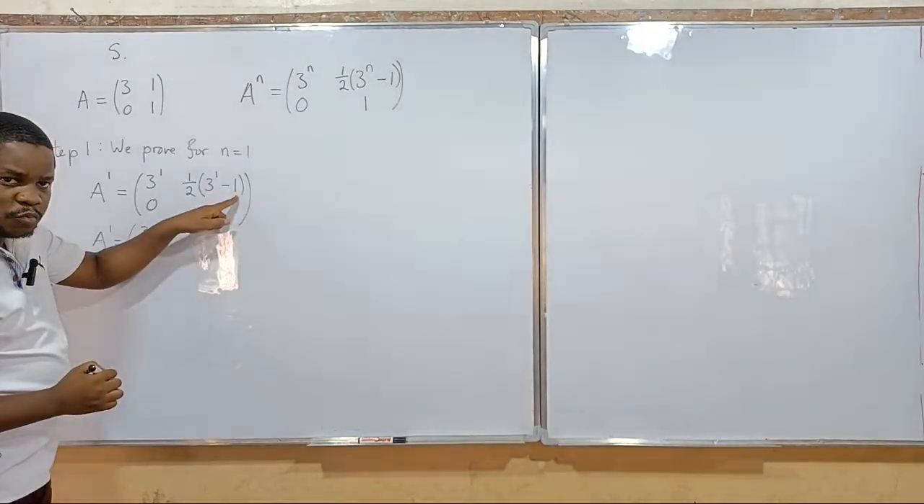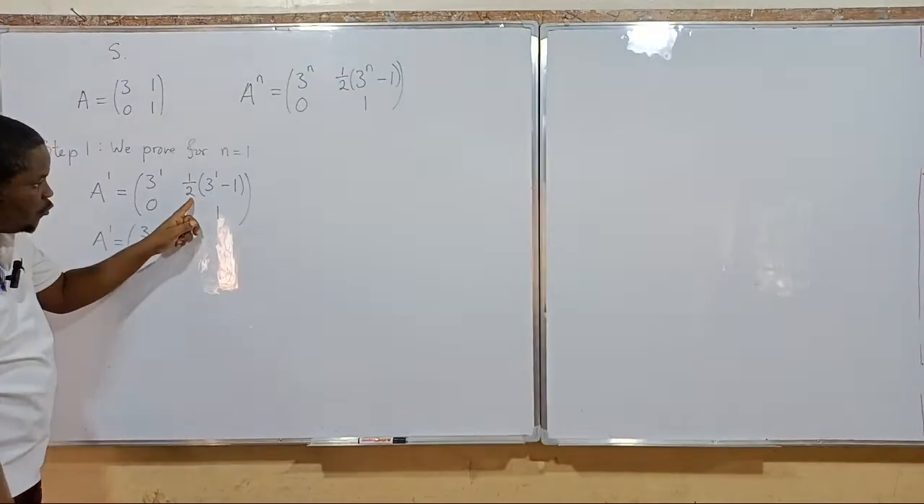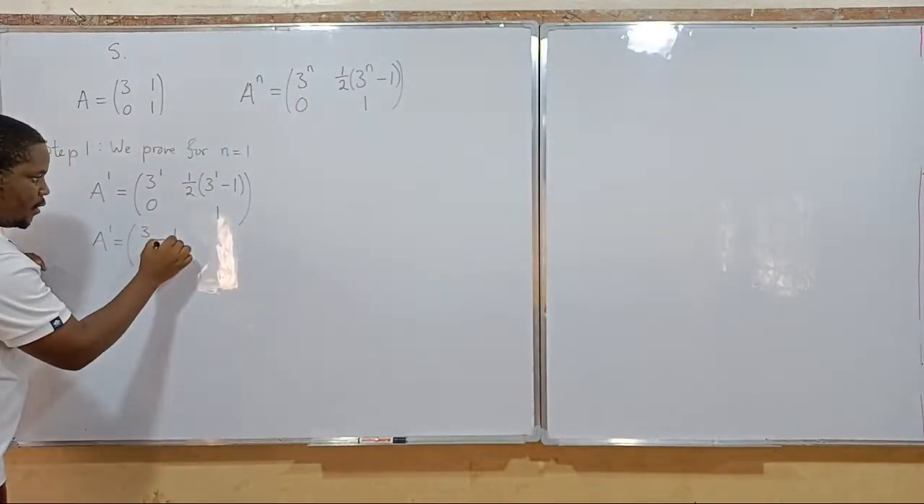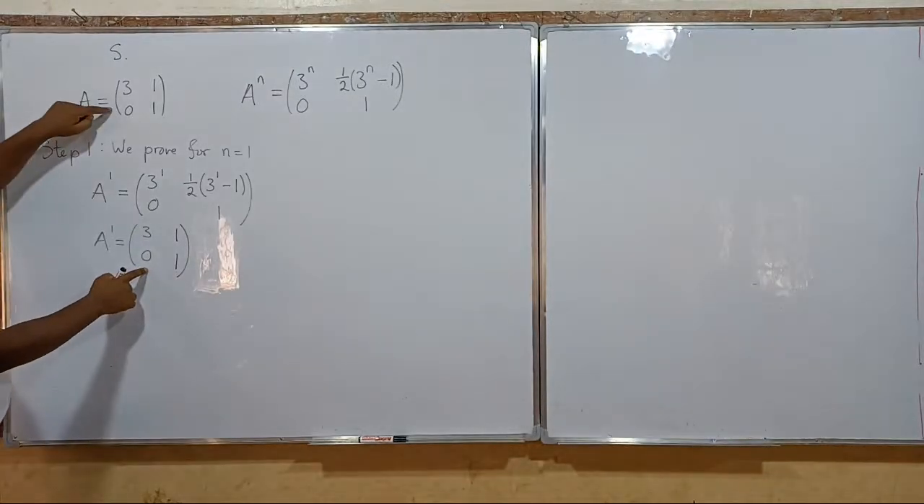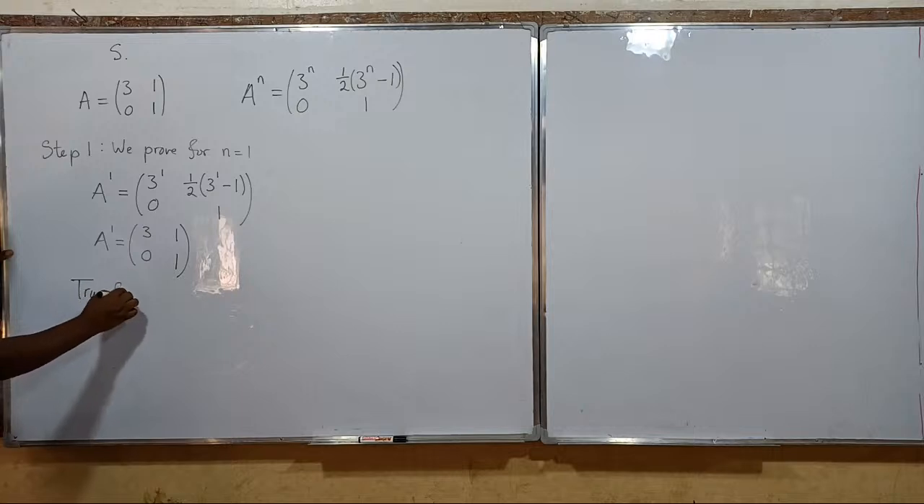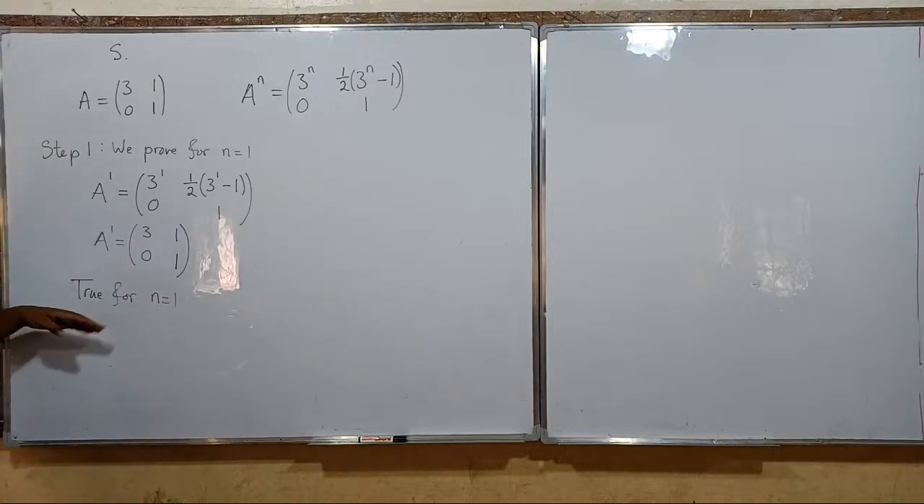3 minus 1 is 2. 2 times half is 1. Then here what we have, is this the same as this? So it is true for n is equal to 1. Remember, if it is not true at this stage, we conclude that it's not true by induction. So it is true for n is equal to 1.